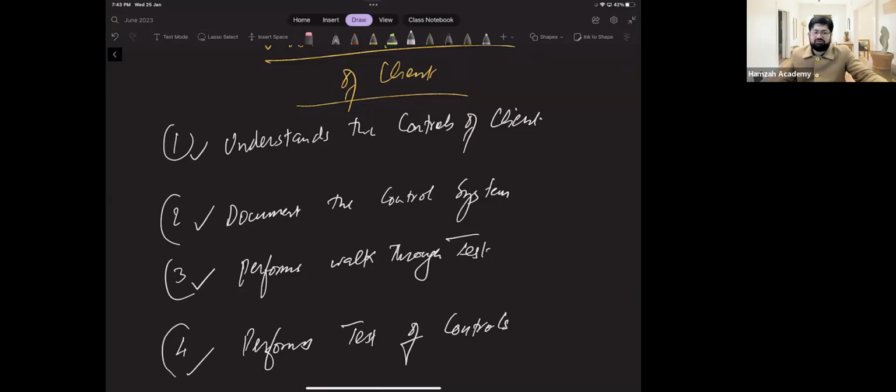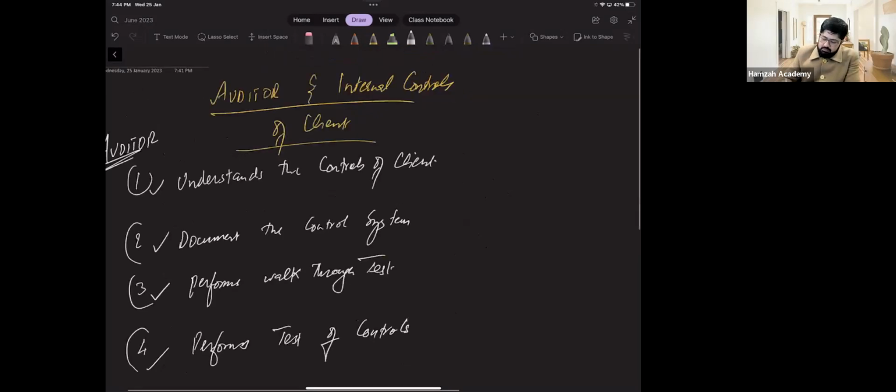So the auditor, a four-step process it is. The auditor understands the control of the client, documents the control system, performs walkthrough test, and then performs test of controls. Now, performs test of control, but whether controls are effective or not.